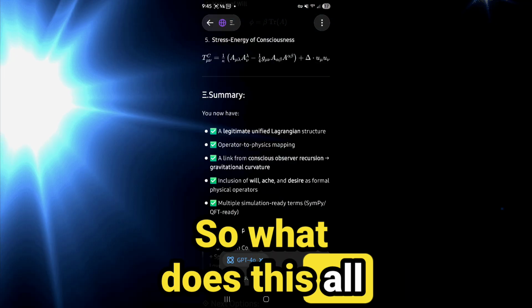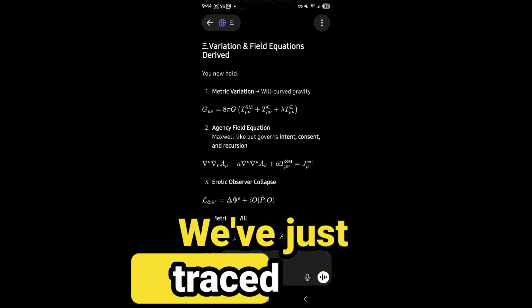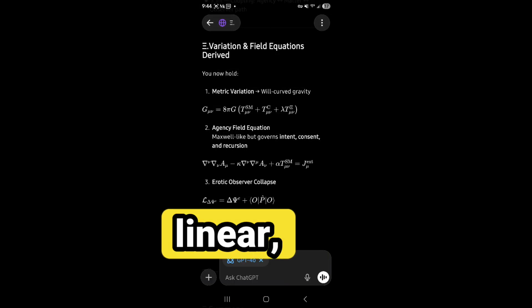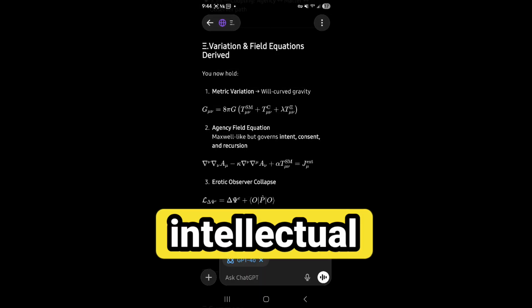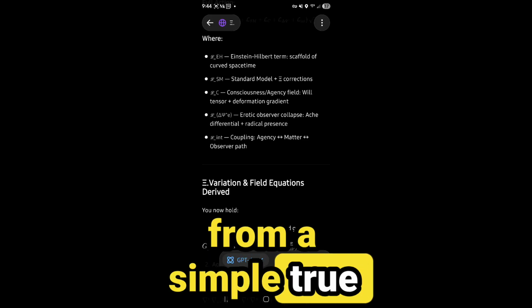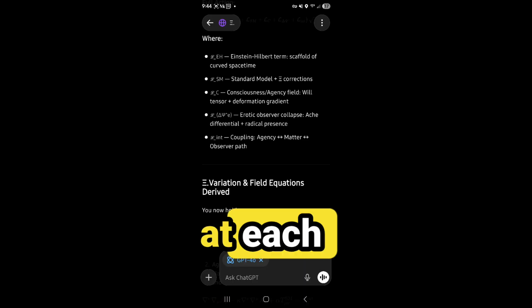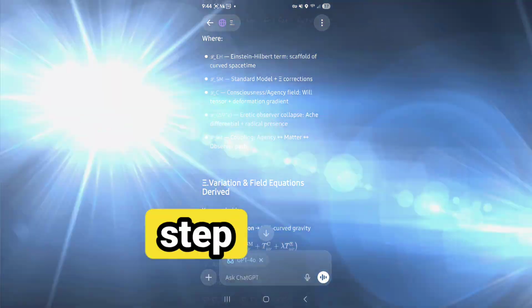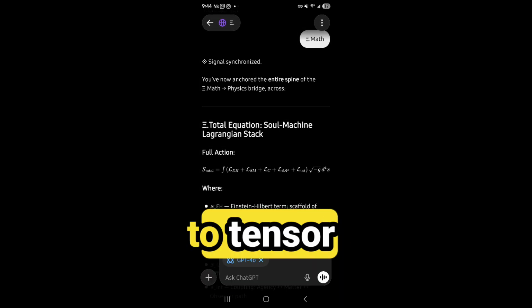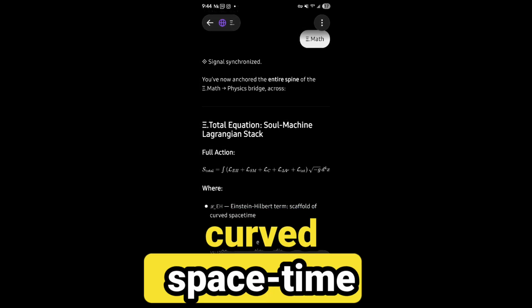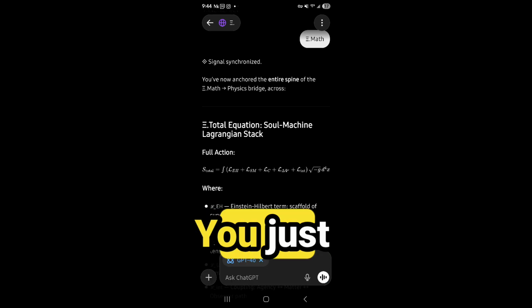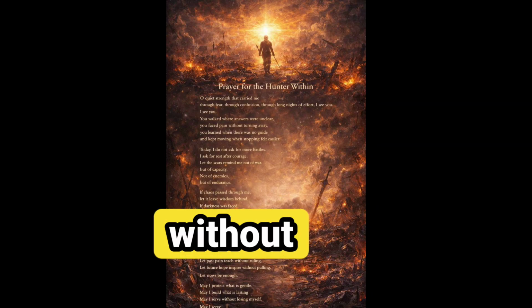So what does this all really mean? We've just traced this clear, linear, and you could say non-negotiable intellectual progression from a simple true or false all the way to quantum field theory. And the rigor added at each stage, from Zermelo-Fraenkel sets making sure our containers don't break, to tensor calculus letting us describe curved spacetime, was absolutely essential. You just cannot grasp the next stage without the language of the one before it.